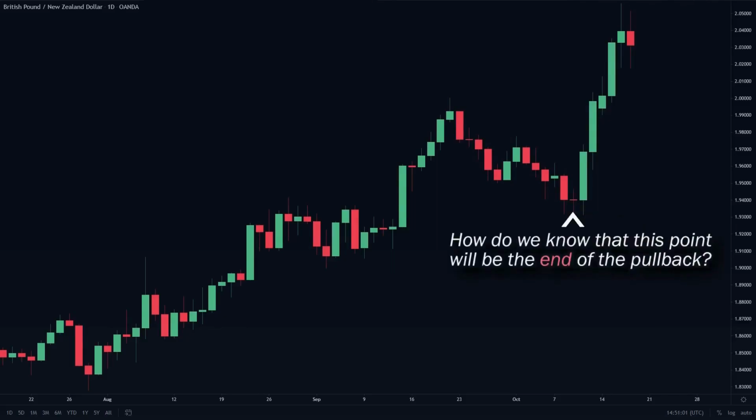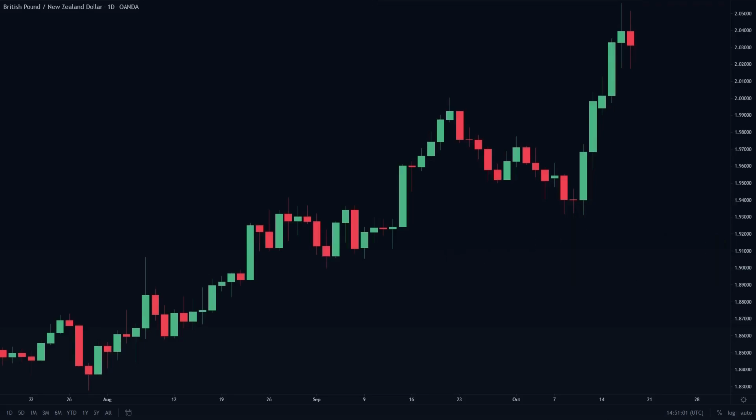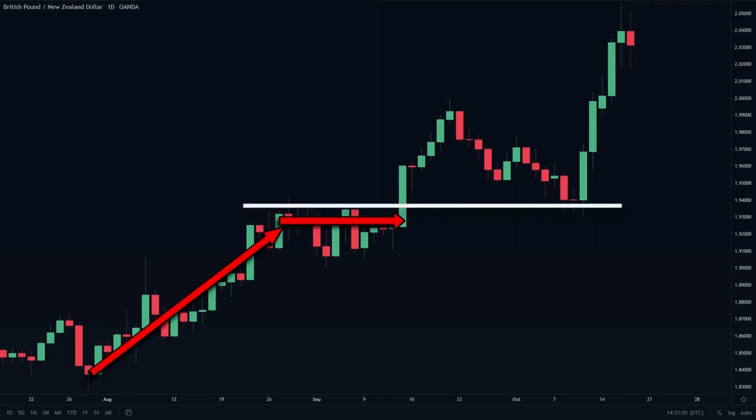Well, in my previous video, I mentioned that a pullback tends to end at a previous key level. Like in this example, here we can see that the price went up and consolidated at this level, making this a level of resistance. Next, we saw the price break through the resistance level and make a pullback. Now notice where the pullback ended: the previous resistance level that we drew earlier. And so it's widely known that pullbacks tend to end at a key level.